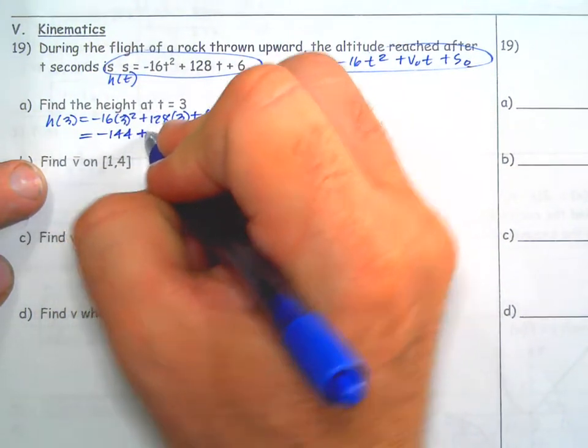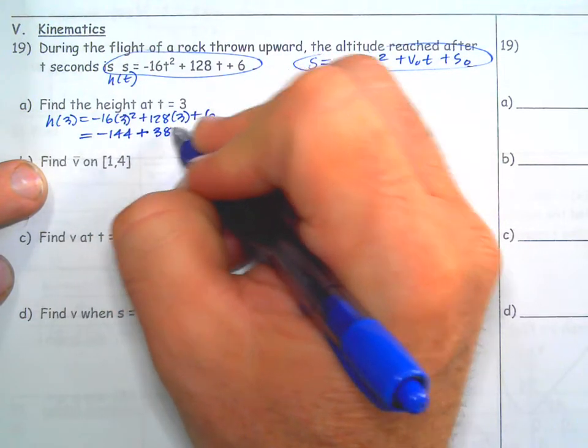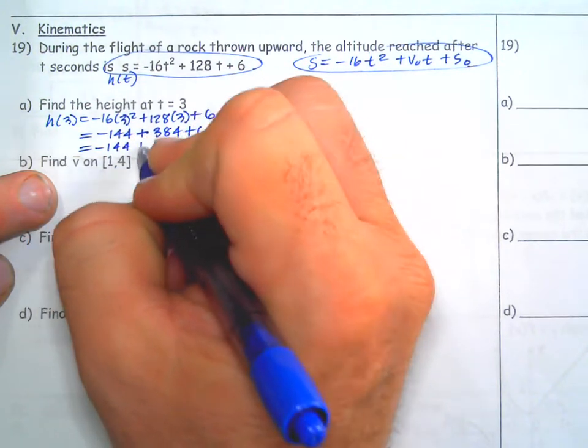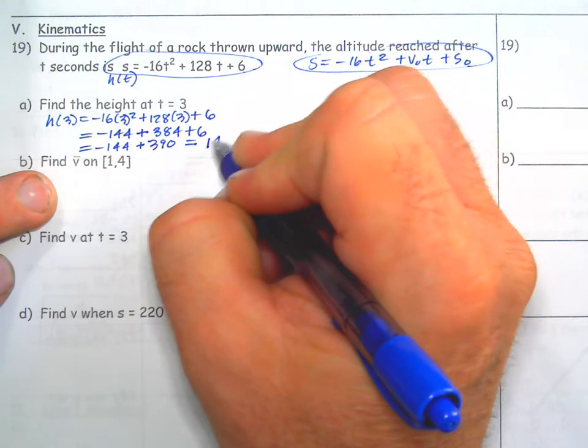So 144 plus 360, 384 plus 6 would be... plus 390 would be 146.